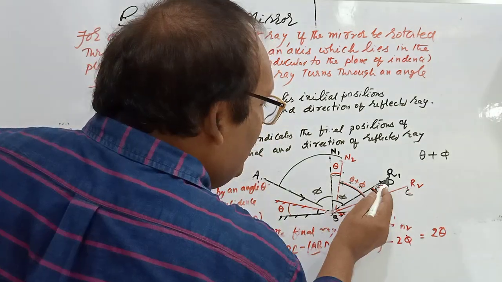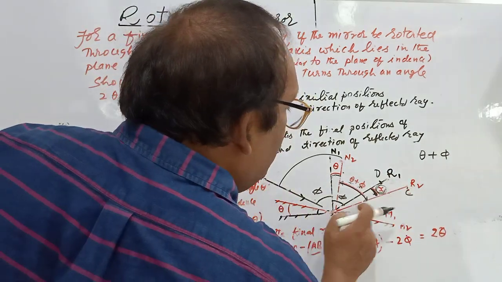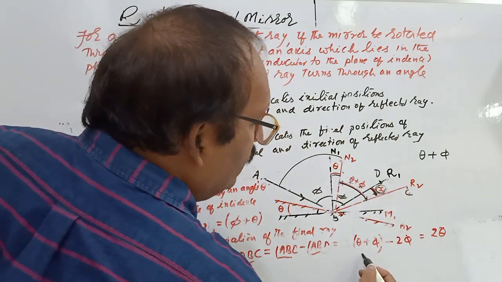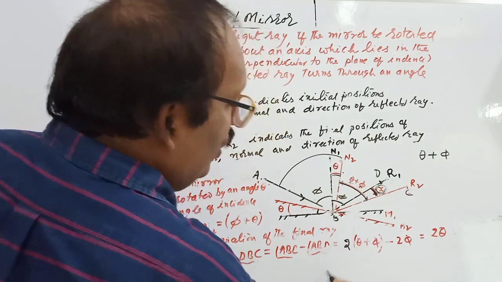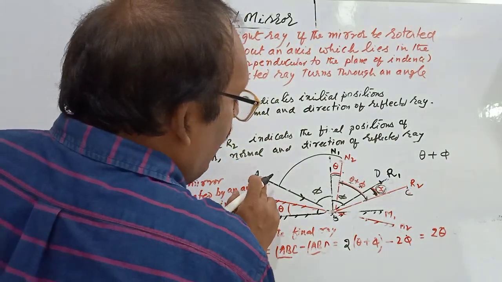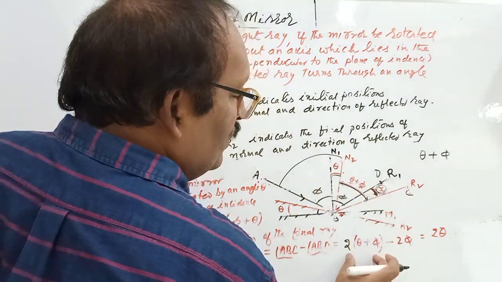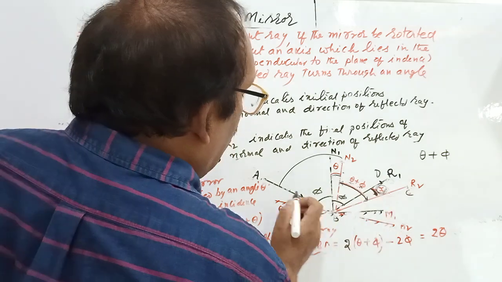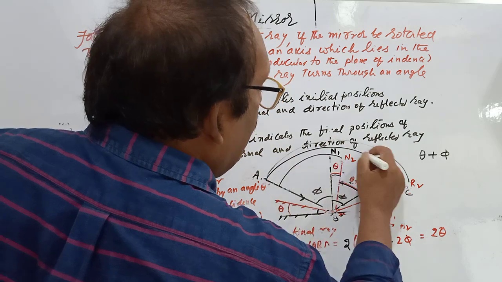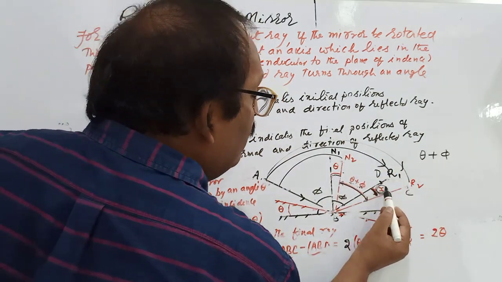So now angle ABC minus angle ABD. Angle ABC is theta plus phi plus theta plus phi. So what can I write now? Theta plus phi plus theta plus phi is 2 times theta plus phi, that is equal to angle ABC. Right. Minus angle ABD. If you just deduct this value from this one, we will get the value of x.